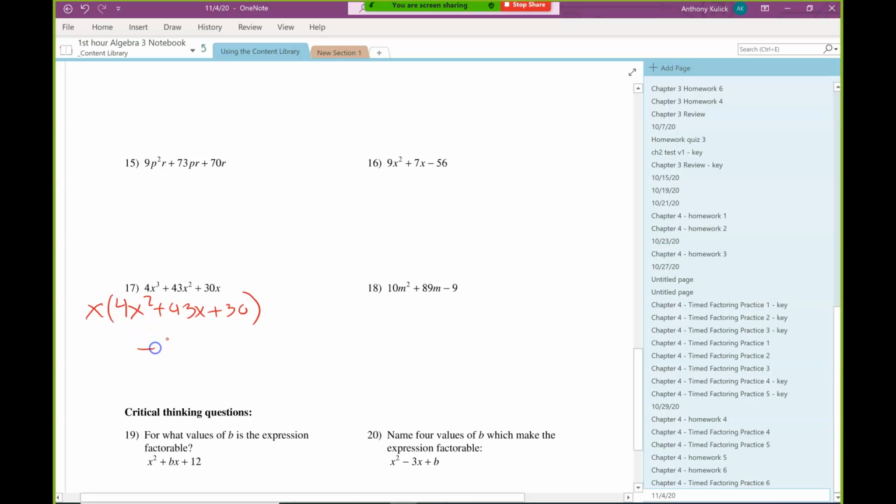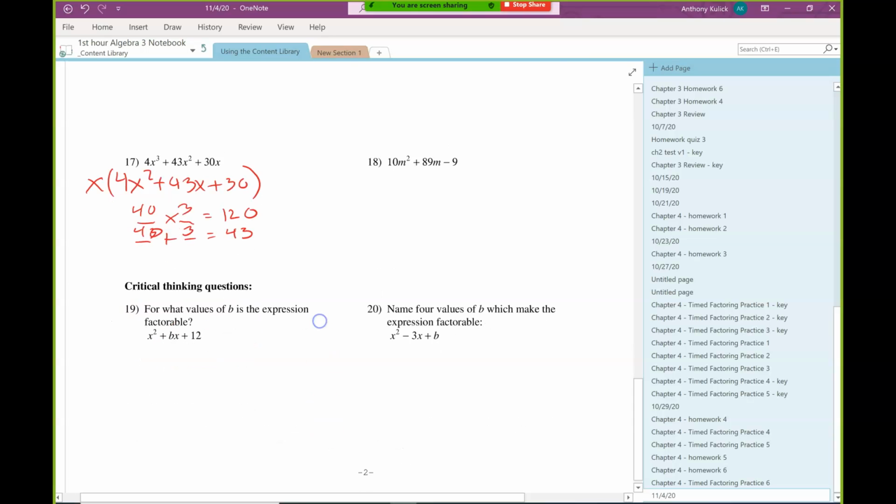So this I can handle. I'm going to look for the two numbers that multiply to give me 4 times 30, and then add to give me 43. And that should be 40 and 3, right? So I have, moving down here, and I'll make my two groups.